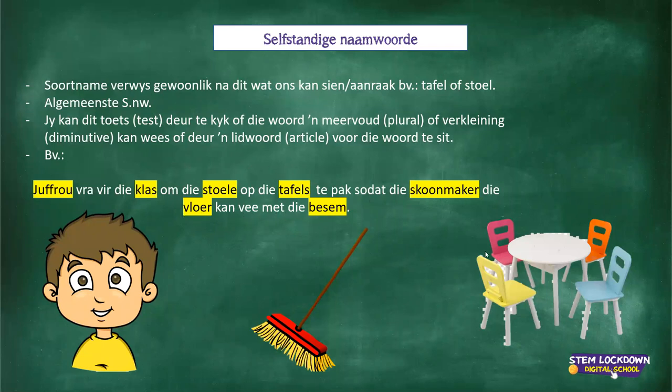common noun. And I've given you a few pictures here of common nouns. Tables and chairs and brooms and a person. It can also be one chair, two chairs. Een stoel, twee stoele. Een tafel, of 'n tafel. Tafeltjie is the diminutive. A broom, one broom, two brooms.